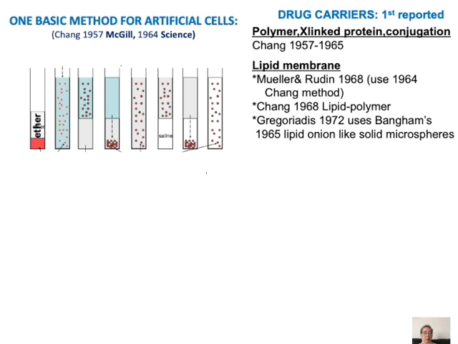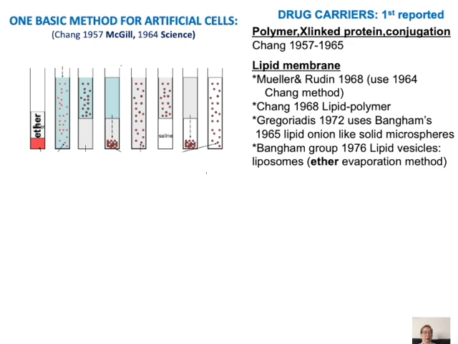Glycogratis from McGill, before he went to Beckham for postdoc, talked to me, and I convinced him to look into artificial cell. So over there, he used Beckham's 1965 lipid onion-like solid microsphere. It's a bit too much lipid and not enough drug can be carried. As a result, Beckham's group prepared a lipid vesicle called liposome, based on what they call the ether evaporation method. It so happened that we also use ether in one of our methods.